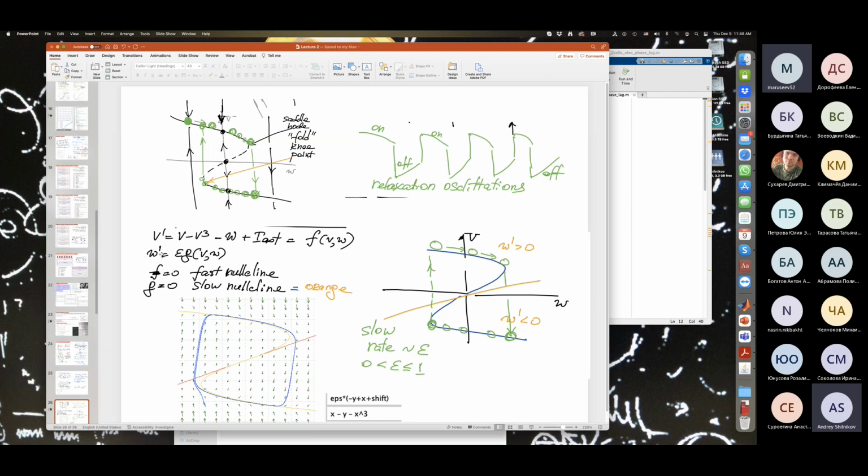Null line is where W' vanishes, right? And the cubic null line is called the fast null line, where V' vanishes, right? Basically, this function F equals 0, and this function G equals 0, on these yellow and red curves, okay? And the intersection point of these lines is an equilibrium state of the full system, where V' and W' equal 0, okay? So on the upper branch over here, W' is positive, which means G is positive. So basically above this yellow line, everything goes to the right. Then I have oscillations in the system, as simple as that, okay?